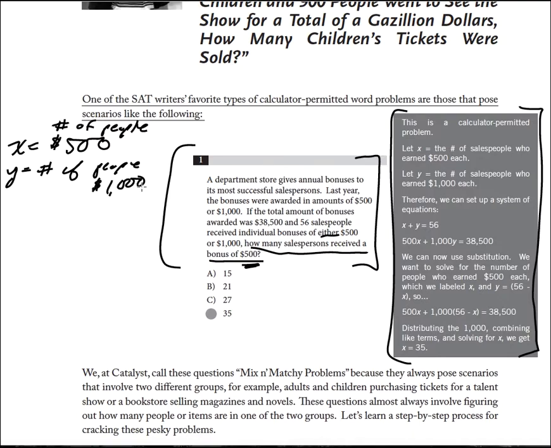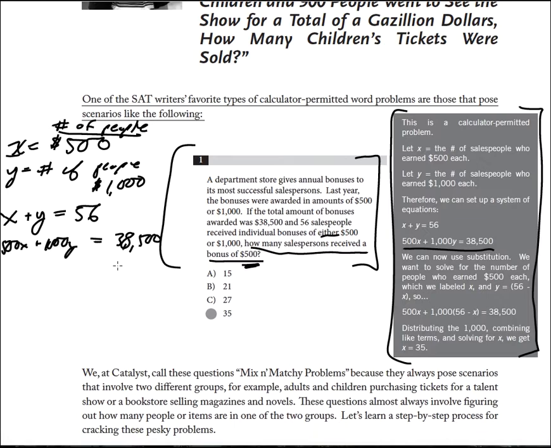Let's use what we know to try to solve for these unknown values, specifically x, right? We know there are 56 people total, right? So therefore, the number of salespeople who got $500 plus the number who got $1,000 equals 56. Remember, x is the number of people who got $500, y is the number of people who earned $1,000. So therefore, x plus y equals 56 people total, right? We also know that the total amount they earned was $38,500. I'm writing this on the whiteboard. Therefore, 500x plus 1,000y equals 38,500.